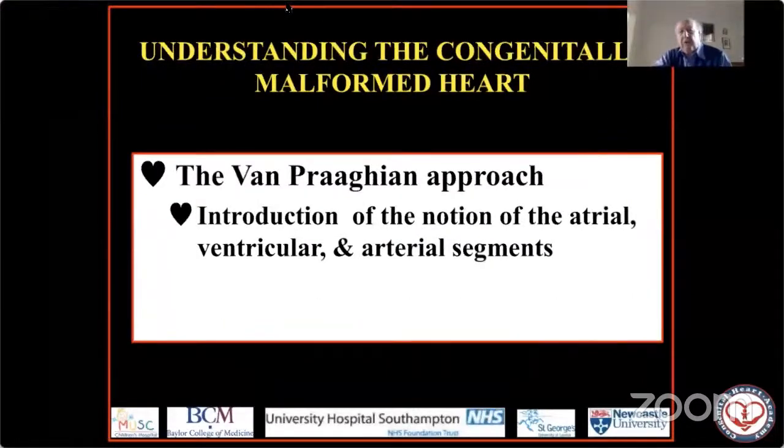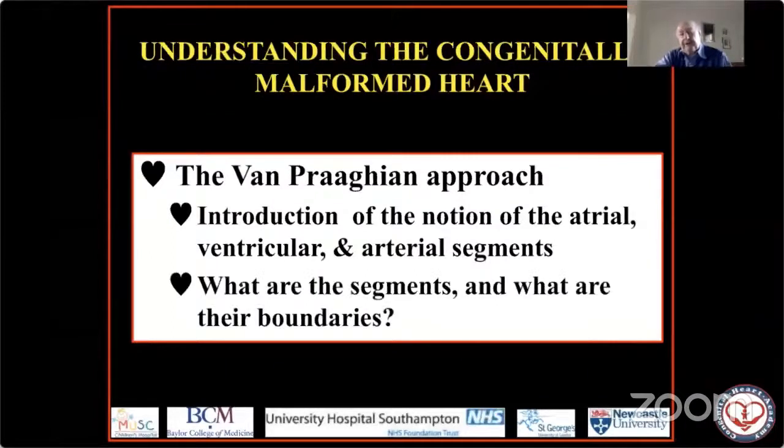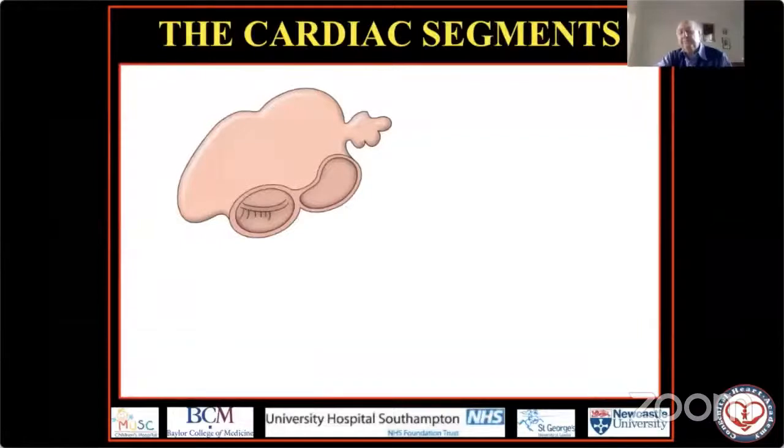So I'm sure you're all aware that the real revolution introduced by Richard was to analyze congenital cardiac malformations on the basis of their segmental makeup. And Richard introduced this notion of atrial, ventricular, and arterial segments. So let's look at these segments. I'm sure you all know what they are, but I'm going to revisit this with you. More importantly, let's look at the boundaries between them.